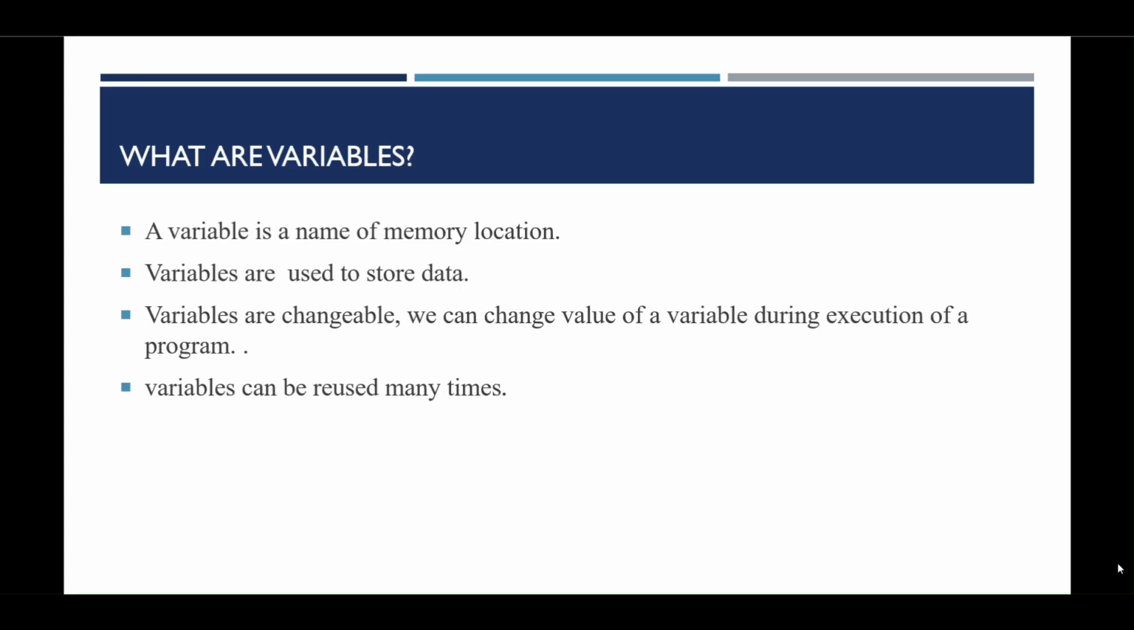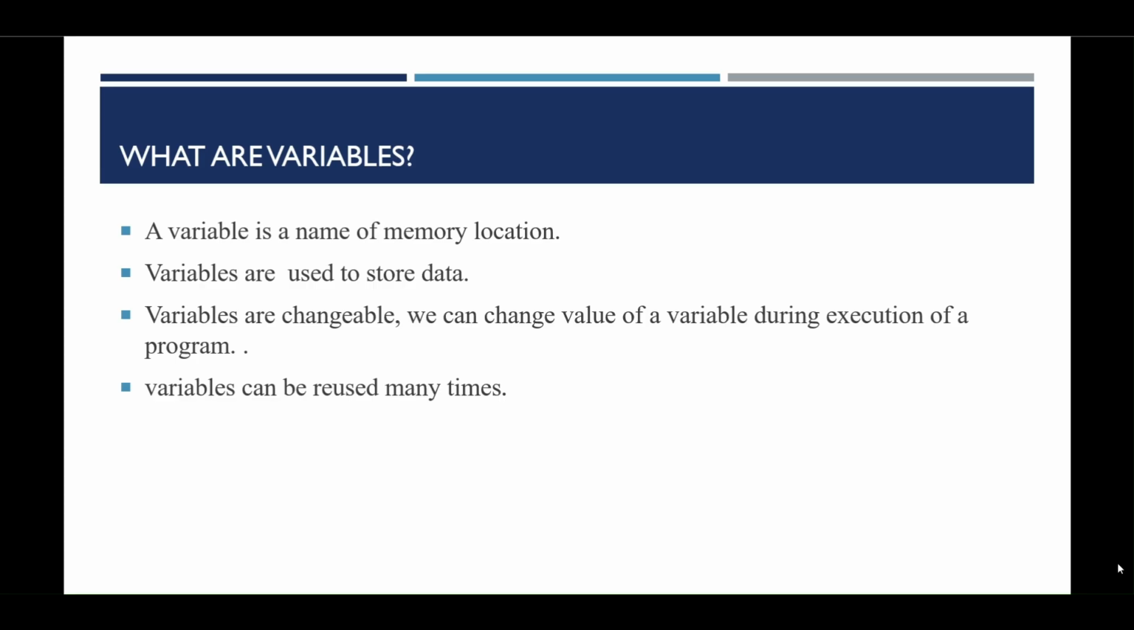What are variables? A variable is the name of memory location. Variables are used to store data. For example, let's take x as a variable. Let's assign it a value of 100. So x equals 100. Now x stores 100. It is also a memory location.